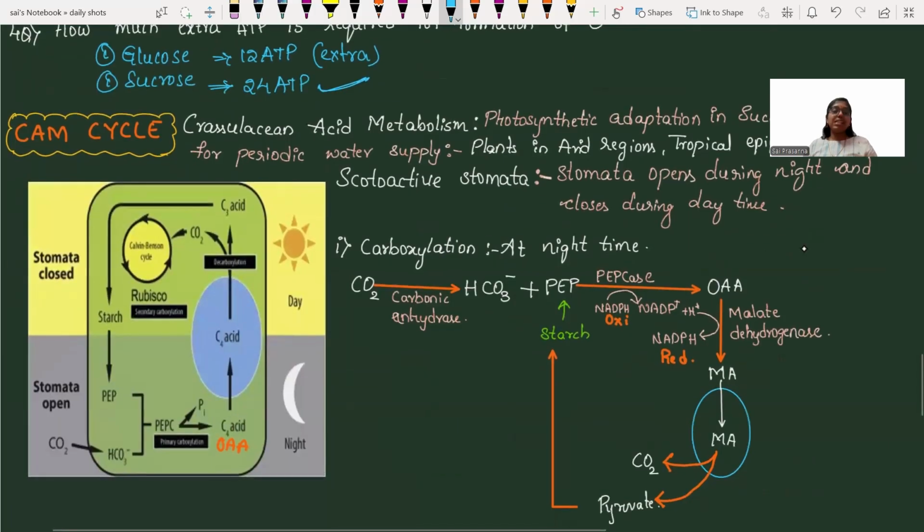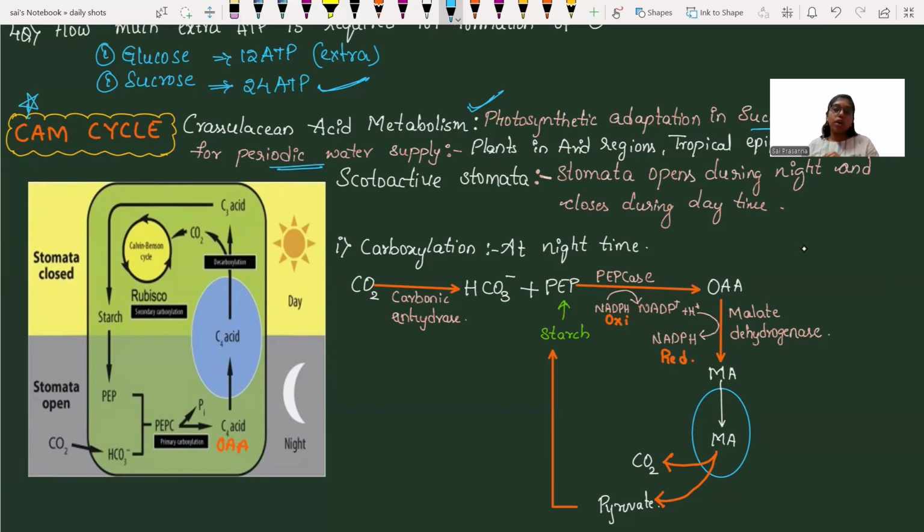Okay. Now we will see the CAM cycle, which is also very important. CAM, which is called crassulacean acid metabolism. This is a photosynthetic adaptation of succulent plants like cactus, opuntia, agave, aloe vera, wherein they get a periodic water supply. Water supply will not be throughout their lifetime. It is a periodic water supply.